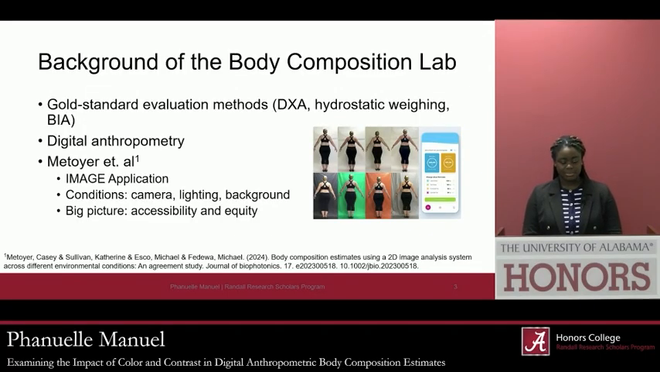Typically, these gold standard methods are done under perfect lab conditions, so when it comes to imaging, that includes white backgrounds, consistent lighting, etc. So this brings us to digital anthropometry, which is the use of digital tools like 3D scanners and smartphones to measure the human body. Matoyer and his colleagues worked on the IMAGE system, the Intelligent Mobile Anthropometric Graphical Estimator System, which is a smartphone app that uses images to estimate body fat, fat mass, and fat-free mass. The conditions they tested were camera quality, lighting intensity, and background color.